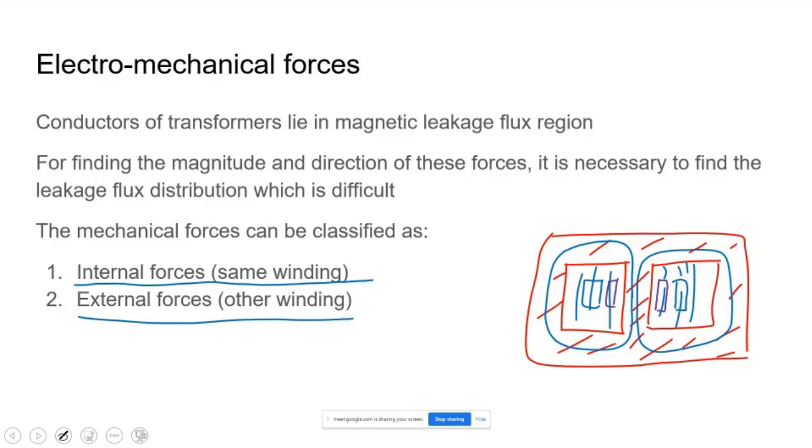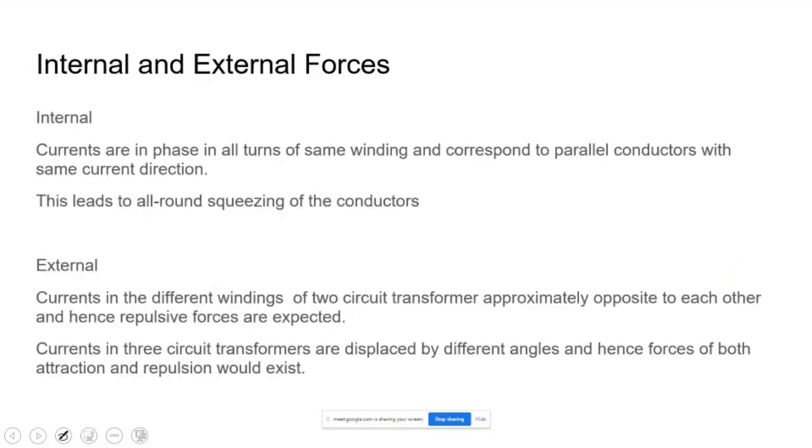Now here we have, in a two circuit, double circuit transformer, primary and secondary windings. Within the primary winding, will there be forces? And primary to secondary, is there a force? And secondary to primary, is there a force? This is the classification that we use here. One is internal forces, another is external forces. So what are these internal forces and external forces?